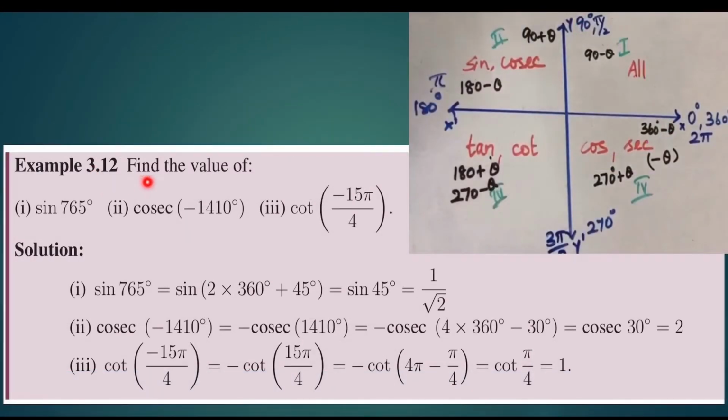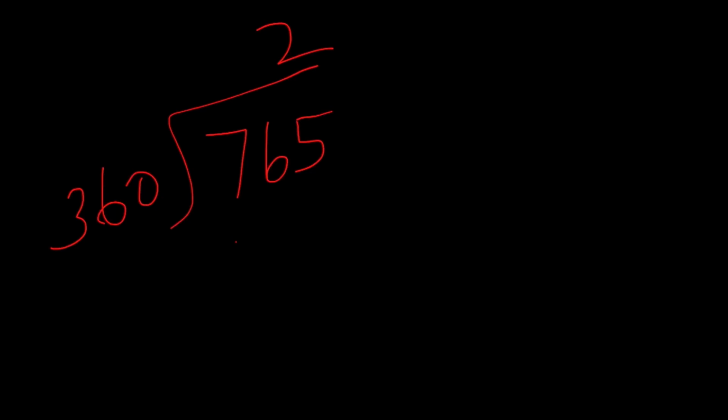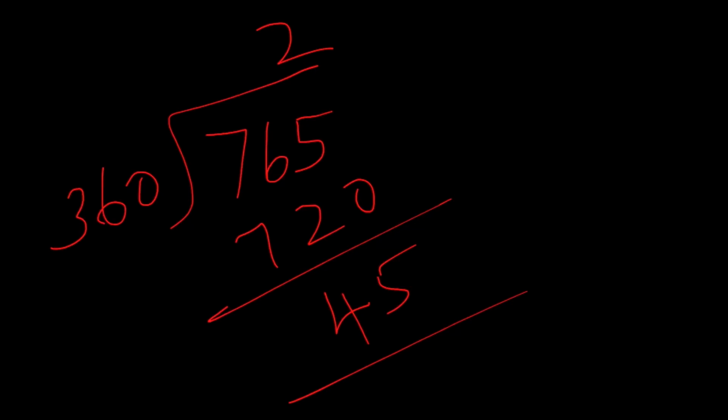Twelfth example. Find the value of sin 765 degree, cosecant minus 1410 degree, and cot minus 15 pi by 4. So, first let us take sin 765 degree. I write 765 as 2 into 360 plus 45. If you divide 765 by 360, it is 2 times, right? 2 times is 720, and the remainder is 45. So, this is how you have to split it.